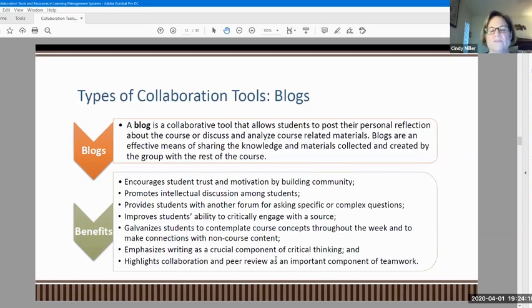So the blog is more of a collaborative tool that allows students to really reflect on what they're learning in the course and analyze the course related materials better. I use blogs for case studies. I use blogs for support and defend type things on controversial issues. That way students can see everything, students can write a lot more. It allows me to see their writing skills a lot better in that blog than I would normally see in a discussion.